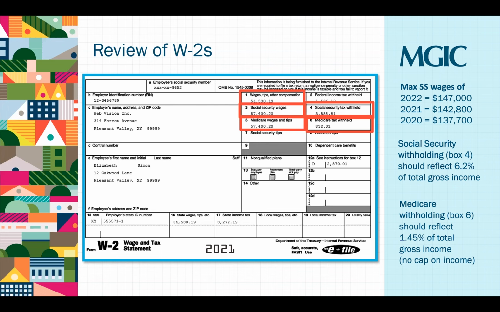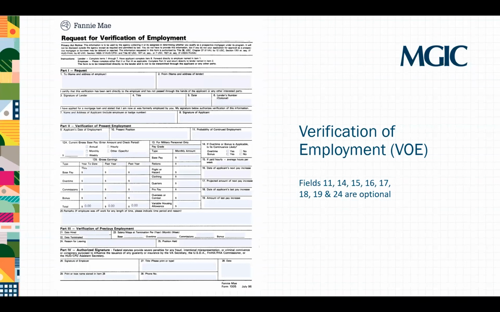Sometimes a verification of employment may be provided or may need to be requested. The lender may use the request for verification of employment. This form will be completed by the borrower's employer. The form should be completed in its entirety. However, it should be noted that fields 11, 14, 16, 17, 18, 19, and 24 are optional.